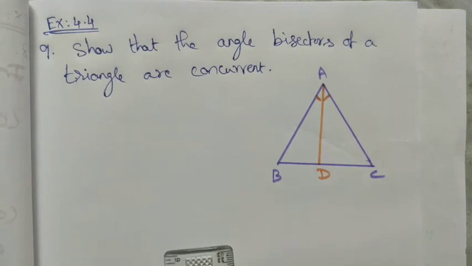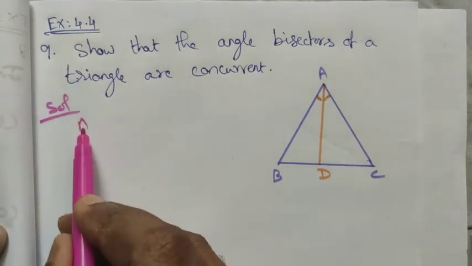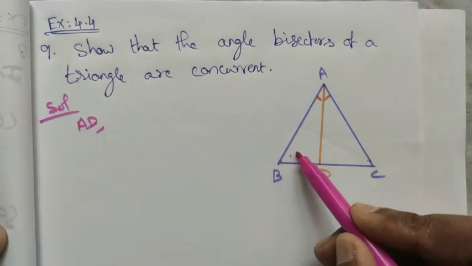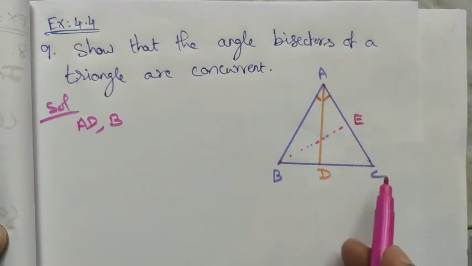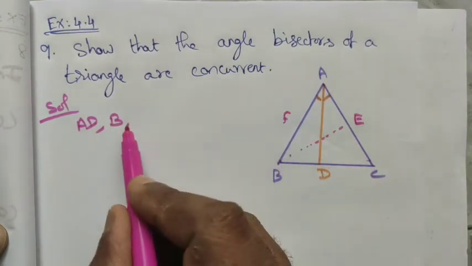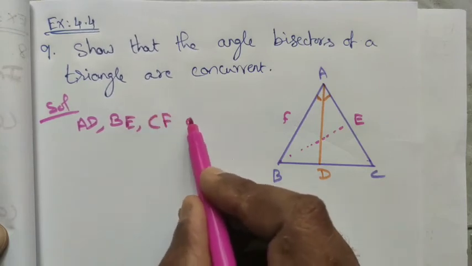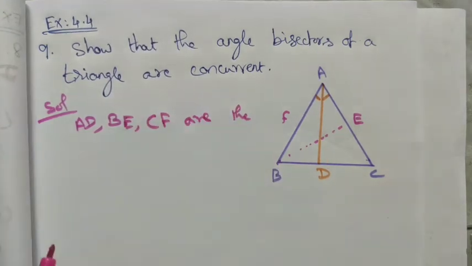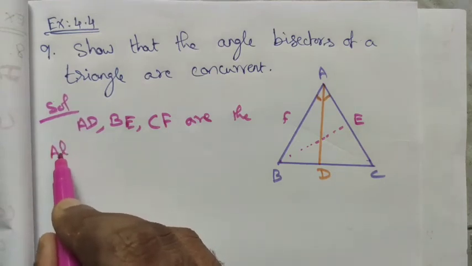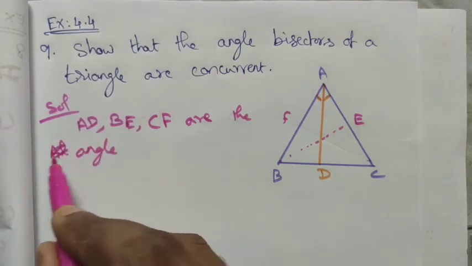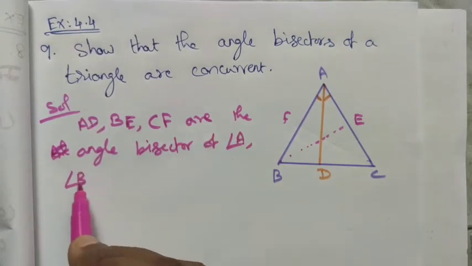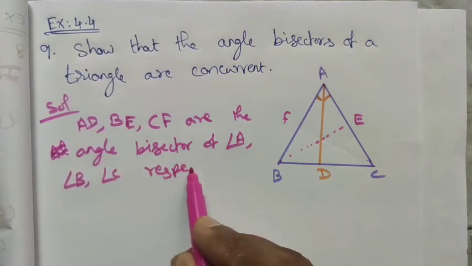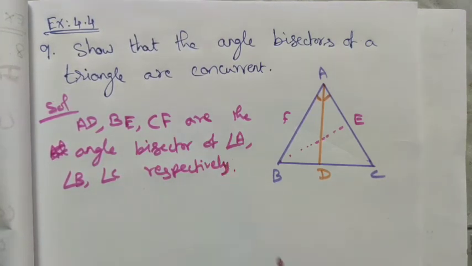Here we are using Ceva's theorem. Let's see the solution. AD, and then B to E, like this. Here we have the concurrent lines, that is BE and then C to F. Here the lines AD, BE and CF are the angle bisectors of angle A, angle B and angle C respectively.